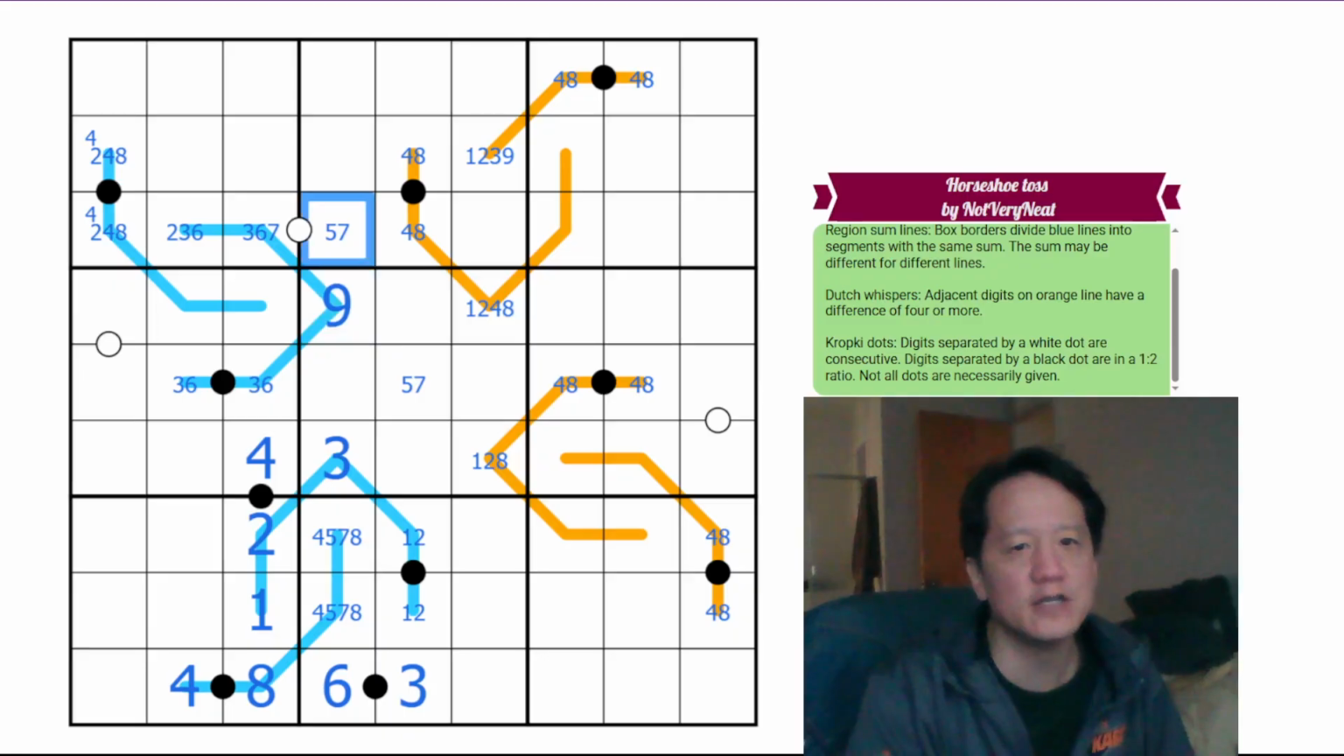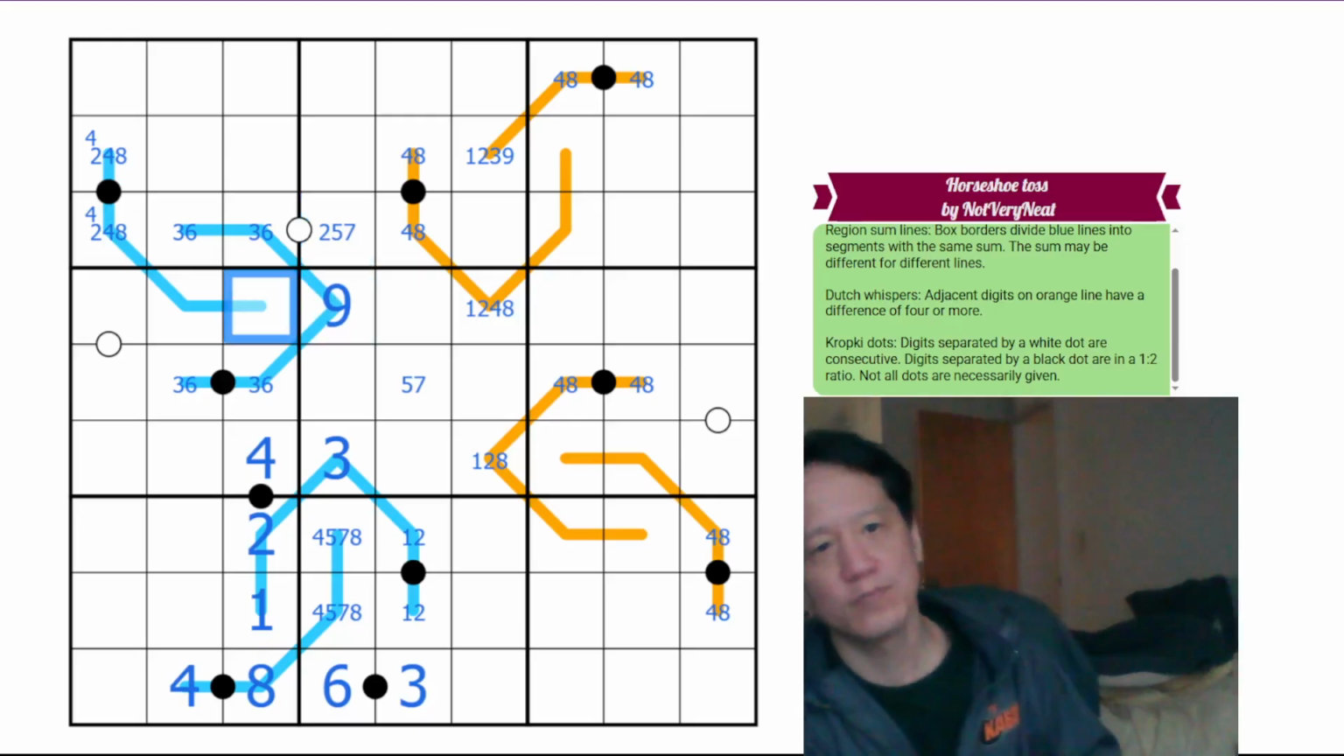Okay, cannot be 8 here because of the 4, 8 pair in the box. So this has to be 3 and 6 here. So if this is 6, this is 5 or 7. If this is 3, it's 2 or 4. Cannot be 4 because of the 4, 8 pair in the box. So these are the possibilities here.